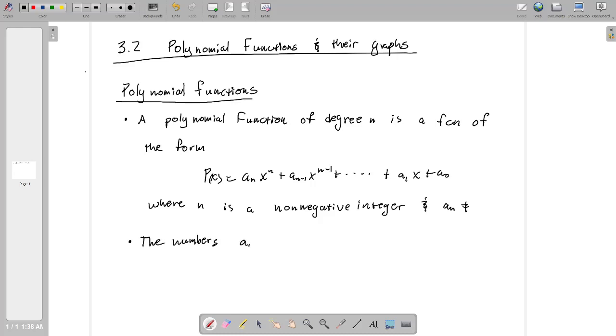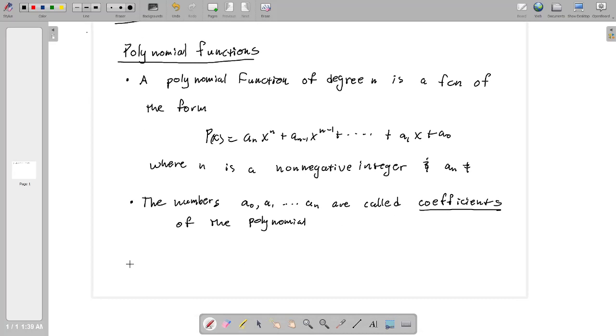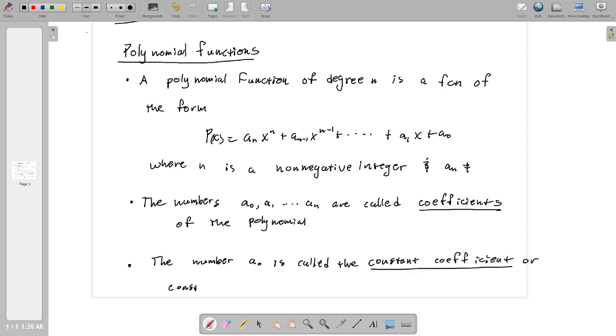The numbers a sub 0, a sub 1, all the way up to a sub n are called the coefficients of the polynomial. I've referred to them as coefficients in the past, and this is the reason. The number a sub 0 is called the constant coefficient or the constant term. And that's because a sub 0 is its own term. Remember, a term is its coefficient times x to whatever power. So this would be the x to the n minus 1 term. This would be the degree n term, degree 1 term.